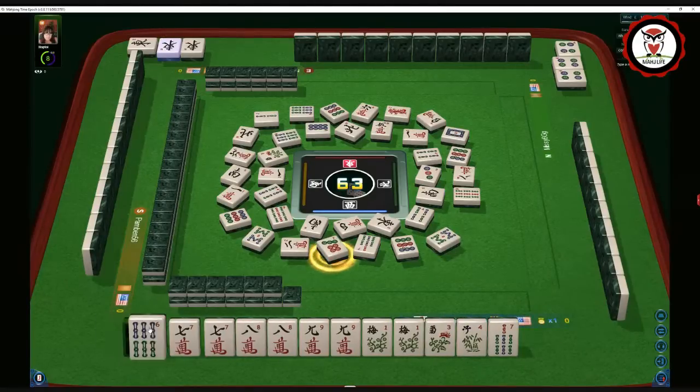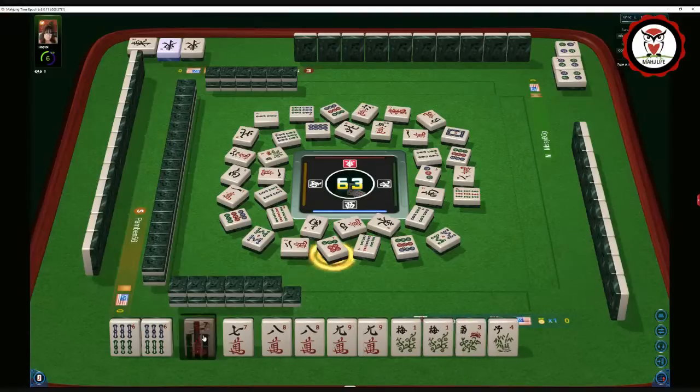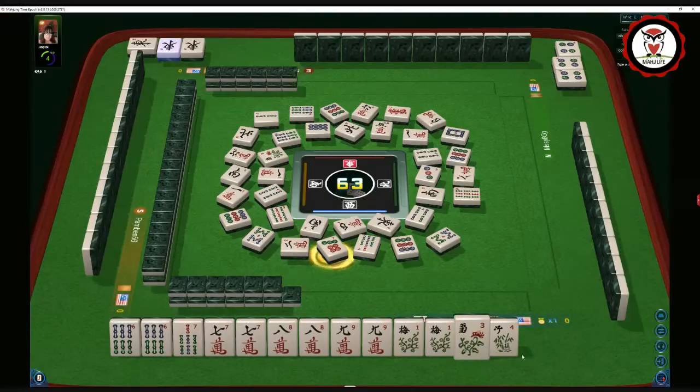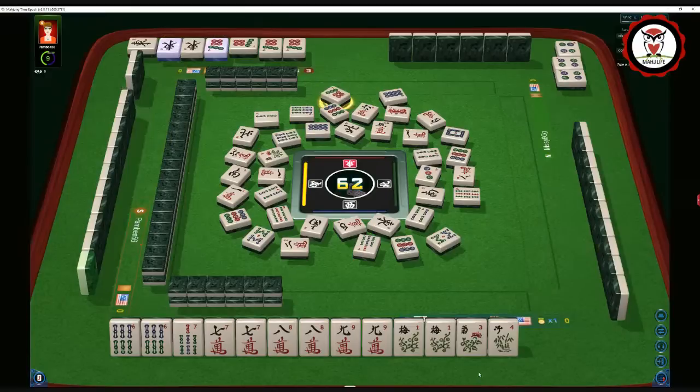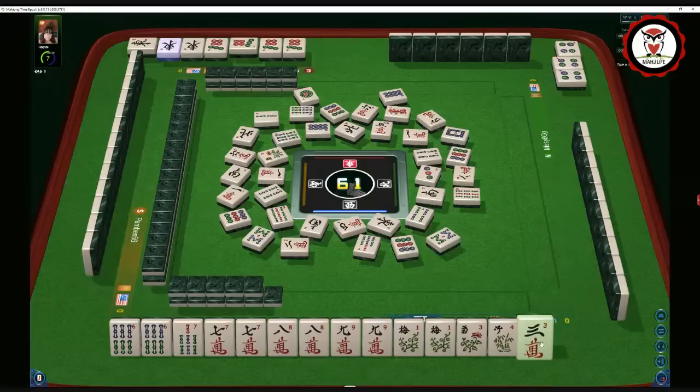Let's just see about trying for something with these flowers. Pung. 8 dots. There's the second 8 dot. This is where that switchability comes in. 7 dots. Really, our feasibility is going down because our tiles are out. 1 dot. 3 dots.